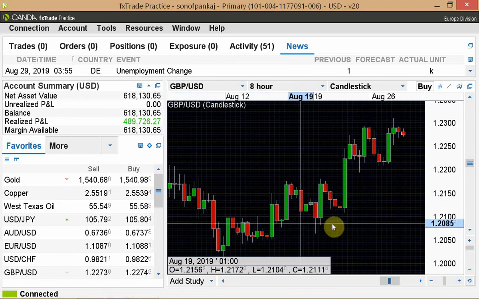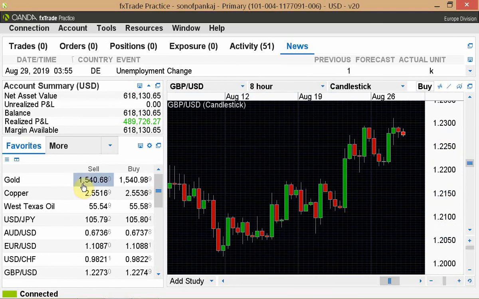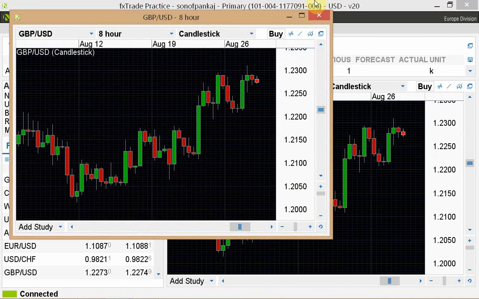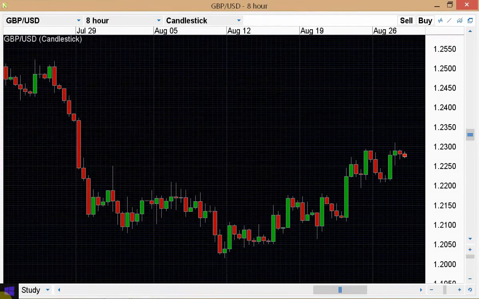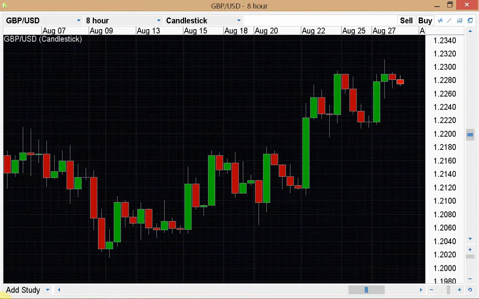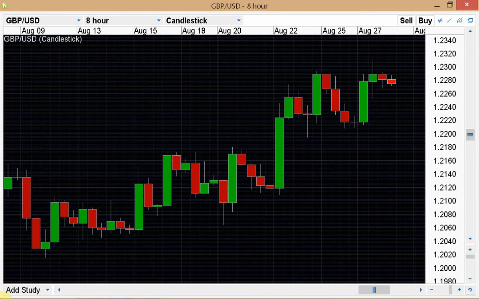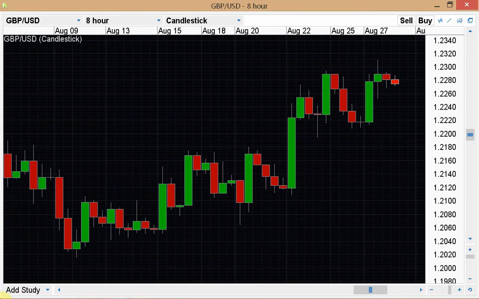Let's go back to our definition of a trend. We can pop this out and give you a better view, and show you only what we need to show you. As everyone can see from here, you remember the definition of a trend. What is the definition of an uptrend? Higher highs and higher lows.